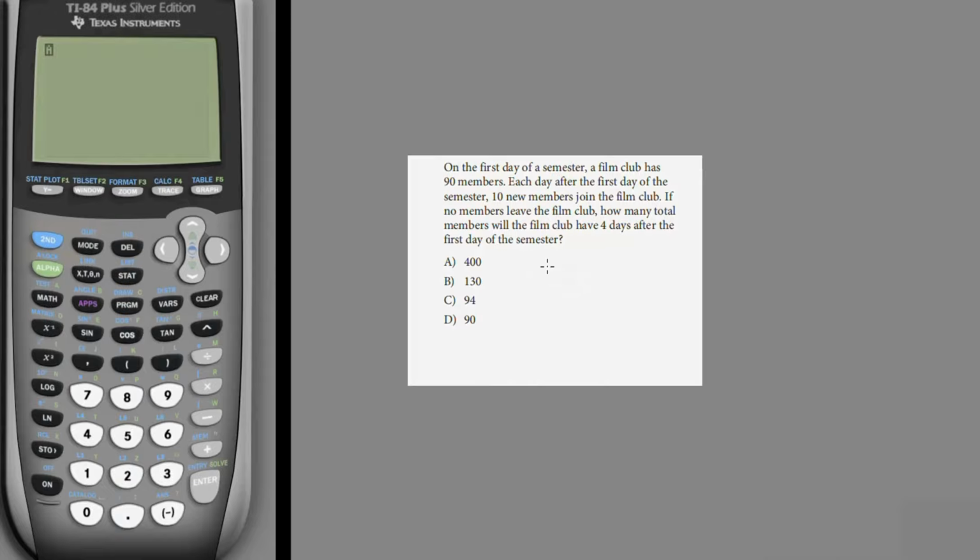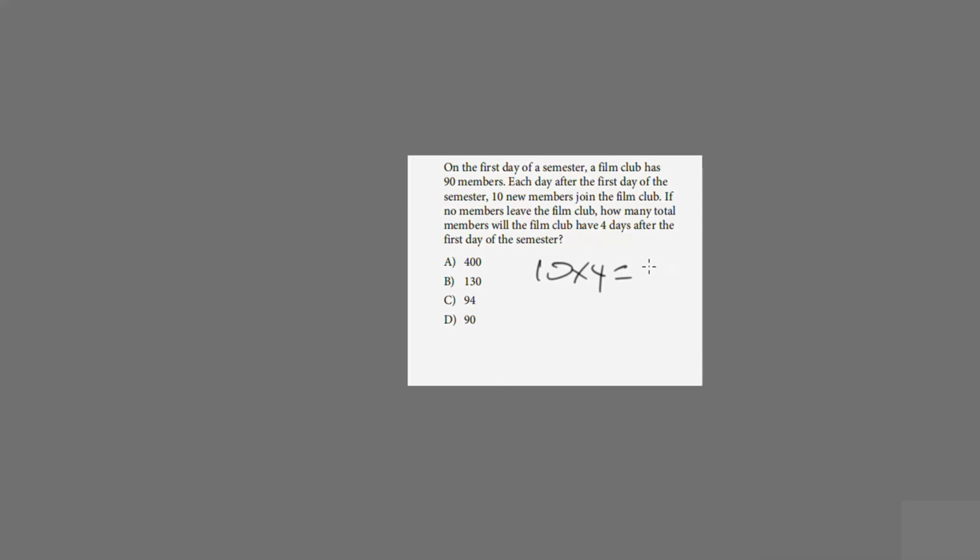So to solve this, remember it says each day after the first day of the semester, 10 new members join the fin club. Now it's not asking how many total members the fin club will have 4 days after the first day of the semester. So if 10 new members join the fin club each day after the first day, in 4 days it will be 10 times 4, which is 40.